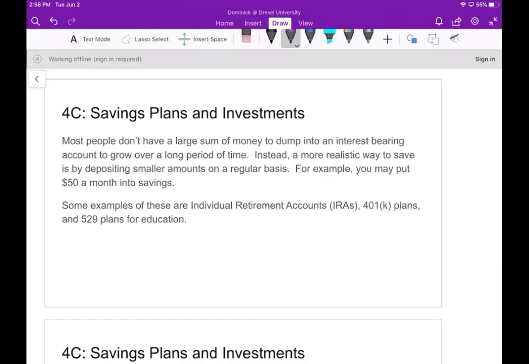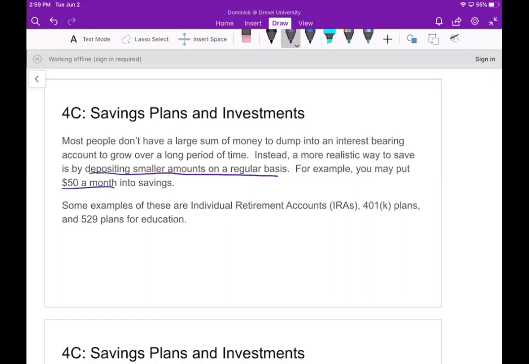For example, at the end of the last video, we discussed an example where if we wanted to accumulate $100,000 in 18 years, the initial deposit would have to be $58,000. And of course, most people don't have $58,000 lying around. So instead, a more realistic way to save money is by depositing smaller amounts on a regular basis, right? For example, you might put $50 a month into a savings account.